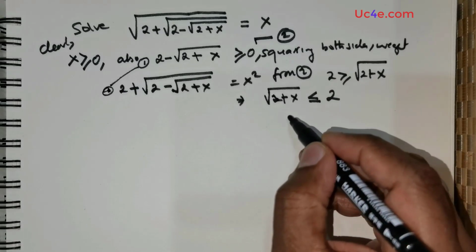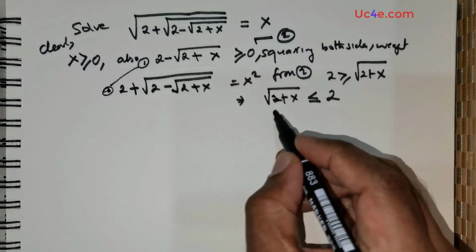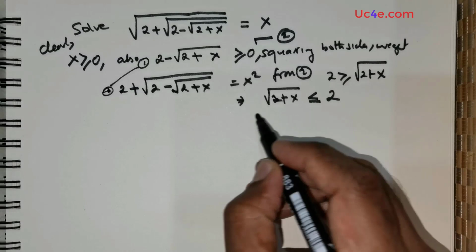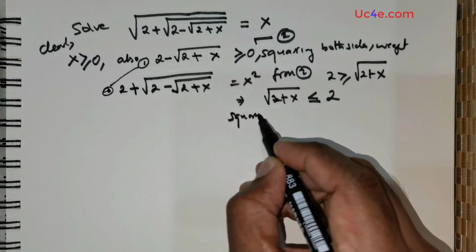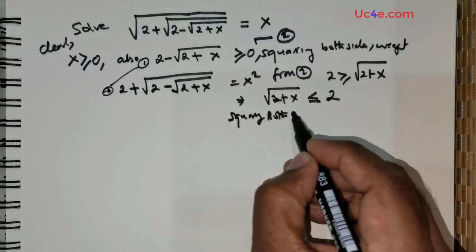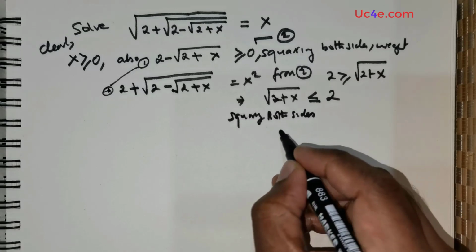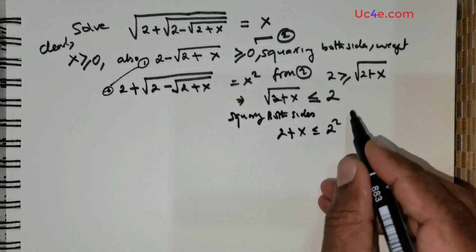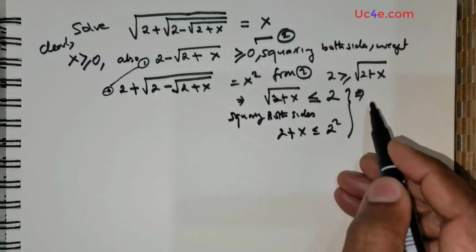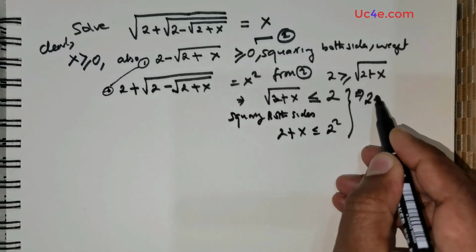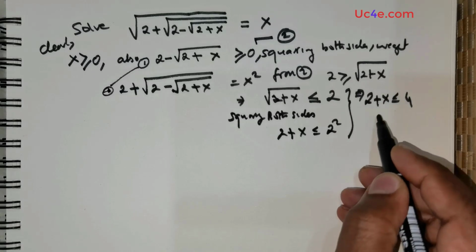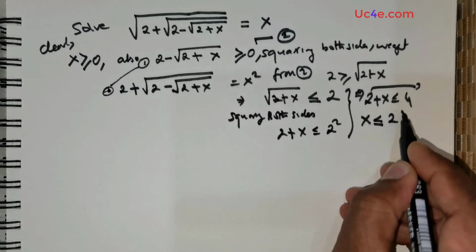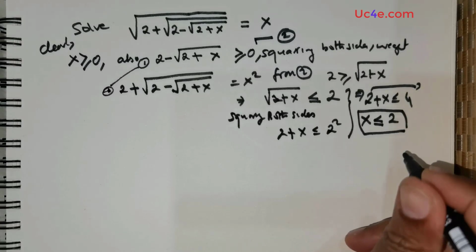Okay. Now if I were to square this, I would get the following. Squaring both sides, this is going to give me 2 positive x is less than or equal to 2 squared. I'm using this space, so this would mean 2 positive x is less than or equal to 4. If I were to move 2 to the other side, I get x is less than or equal to 2. So this is one bound.